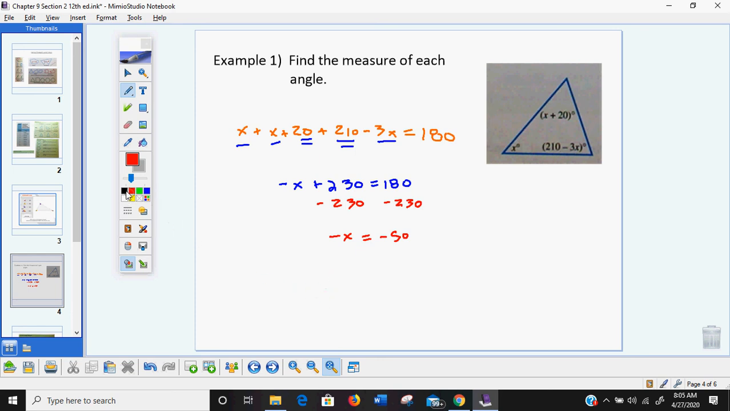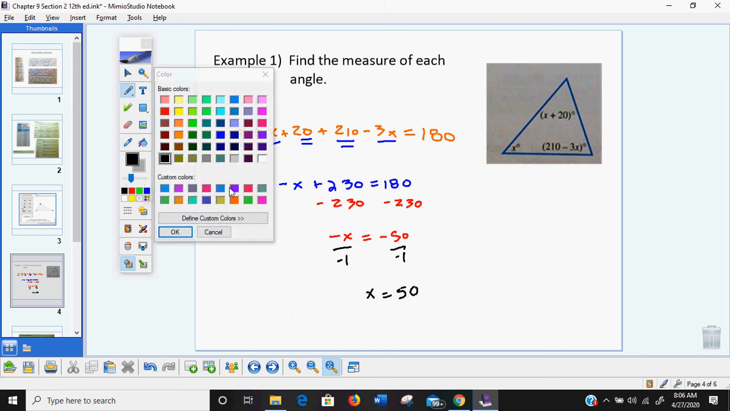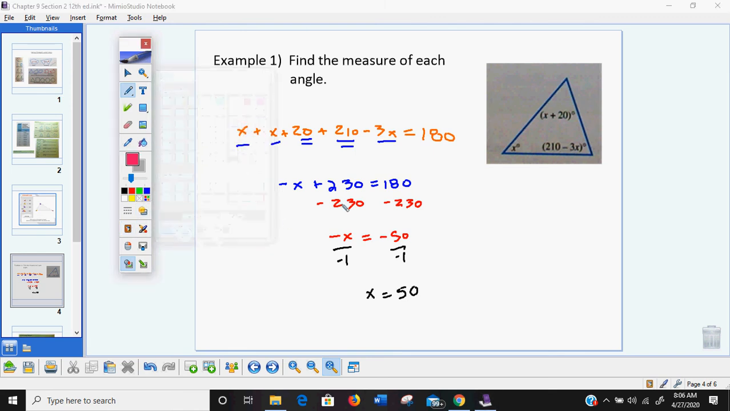And I'm going to divide by -1. When I divide both sides by -1, that's going to make that a positive 50. So I know x is equal to 50. Now I need to go back up here and I need to plug that in. I know this angle is 50 because x is 50.